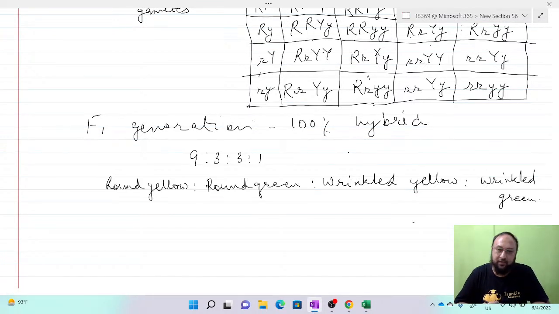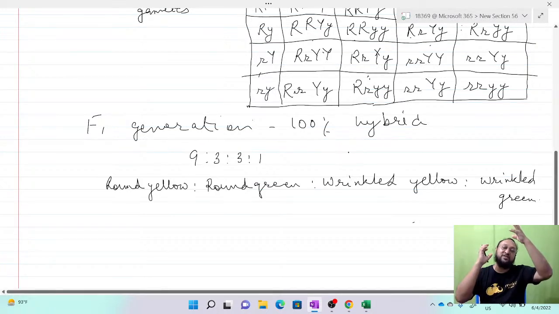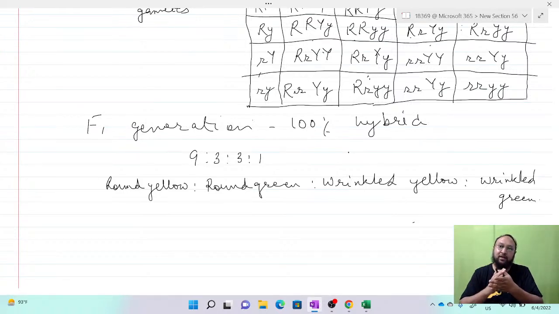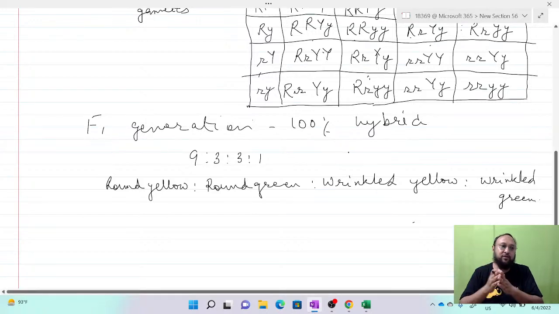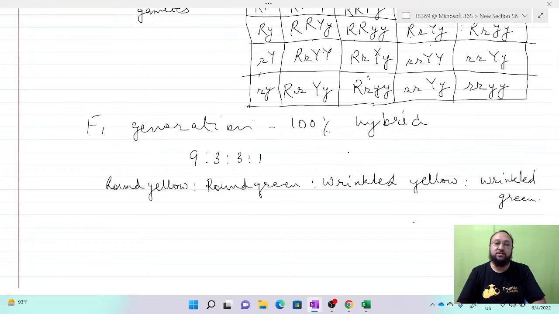It is a very complex one, because he knew that it's not only the wrinkled seed that will have the green color. It's not like that. The wrinkled will have the yellow color also. So this proves that both the characters are not passing from one generation to the next generation together. So this was his observation.